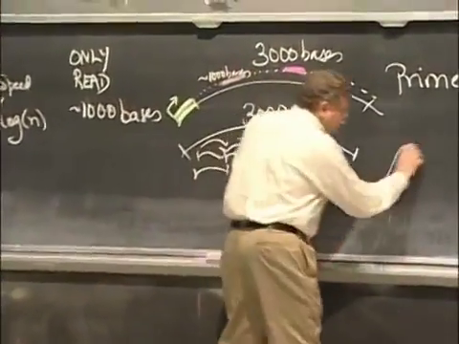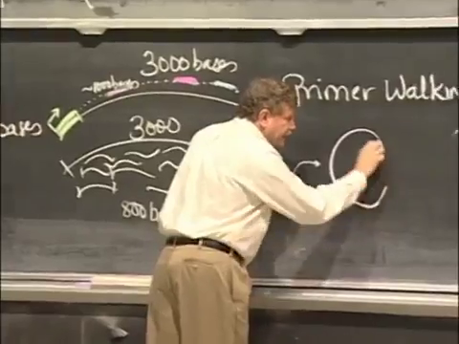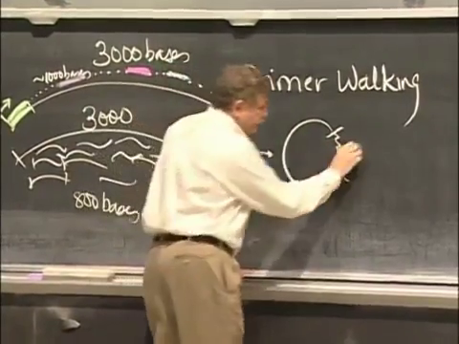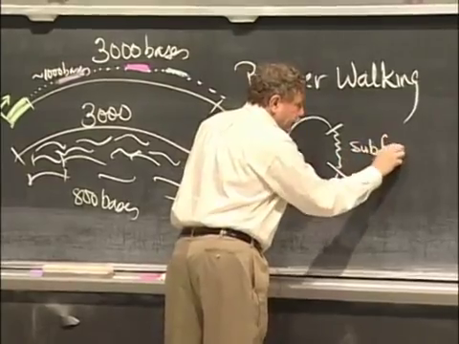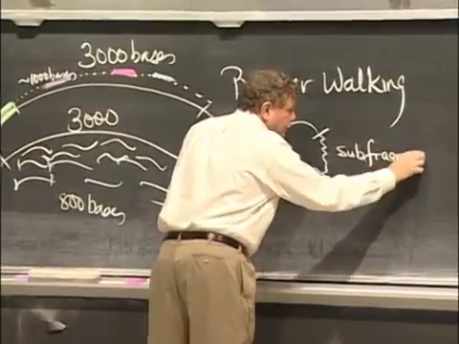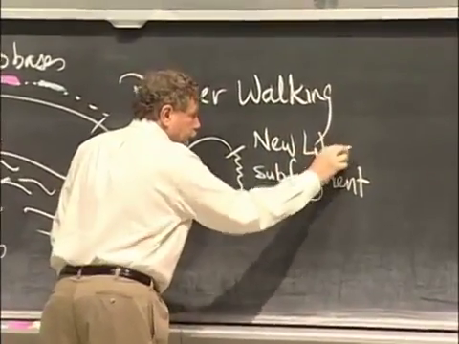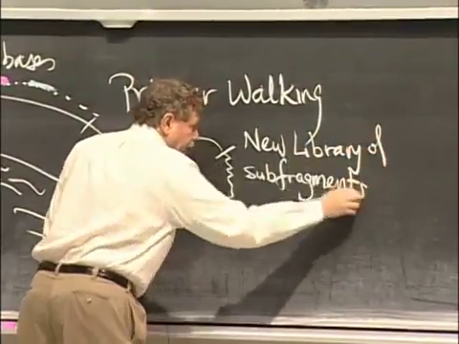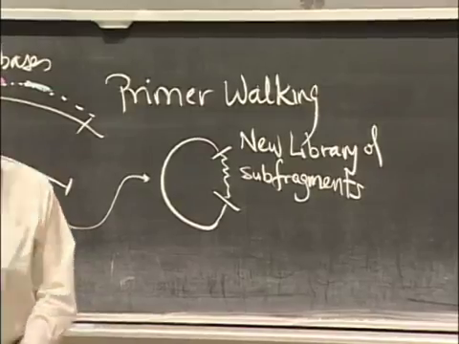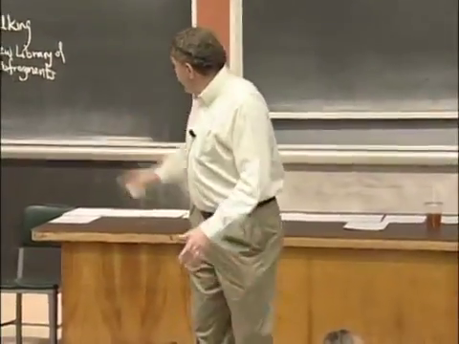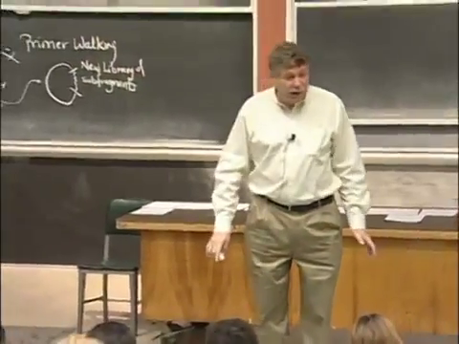And what I could do is I could clone all of those little subfragments. I take my big fragment, and what I'm going to do is make a new library of subfragments. Got it? Now I have a whole lot of subfragments, each taken from my 3,000 bases, and they're all kind of smallish.